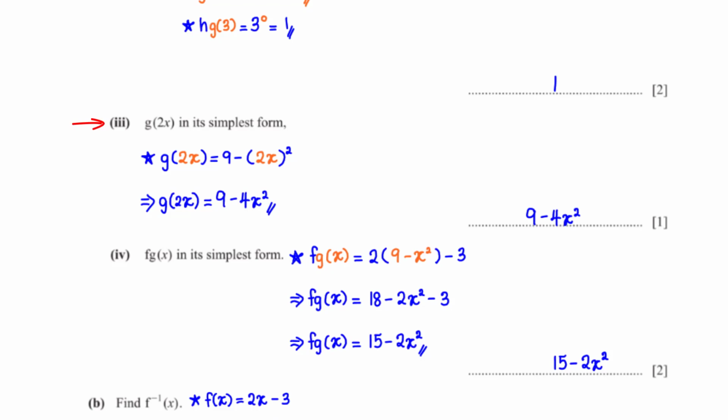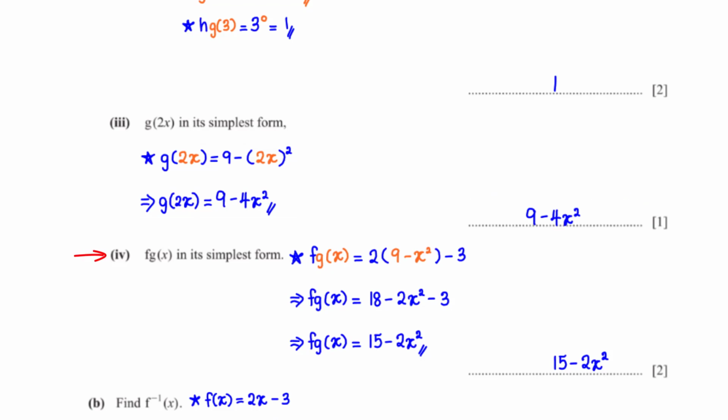Find g of 2x in its simplest form. To get g of 2x, we replace x in g of x with 2x. This gives us 9 minus 2x all squared. 2x squared is 4x squared, and so our final answer is 9 minus 4x squared.